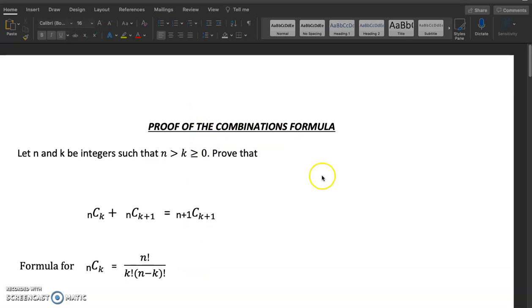This is the proof of the combinations formula. Let n and k be integers such that n is greater than k and k is greater than or equal to 0. Prove that n choose k plus n choose k plus 1 equals n plus 1 choose k plus 1.